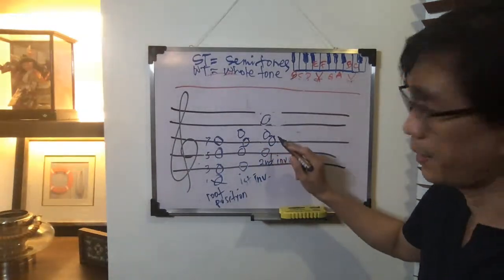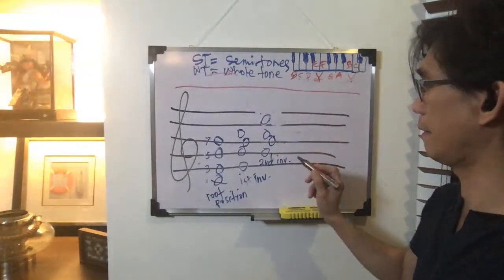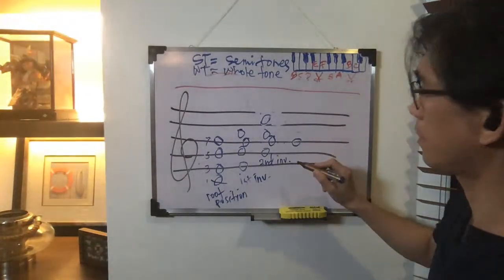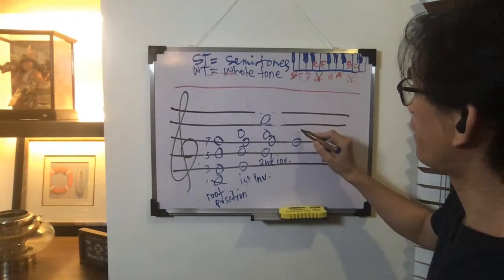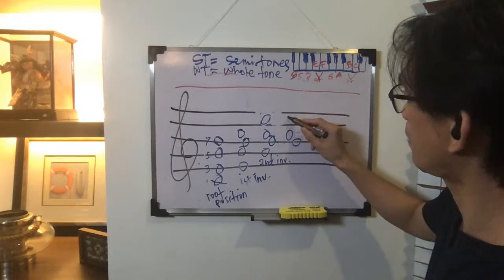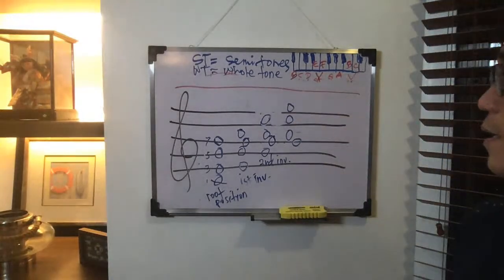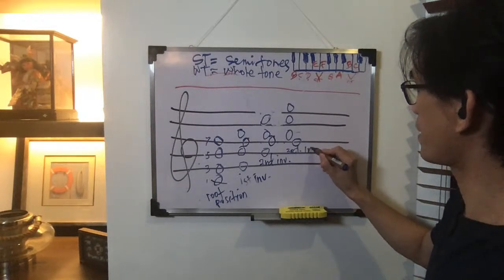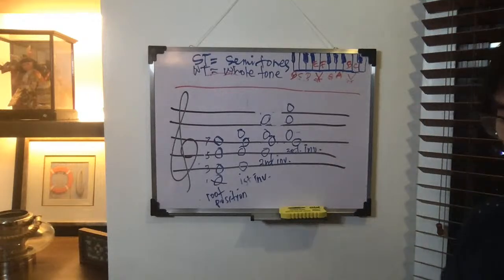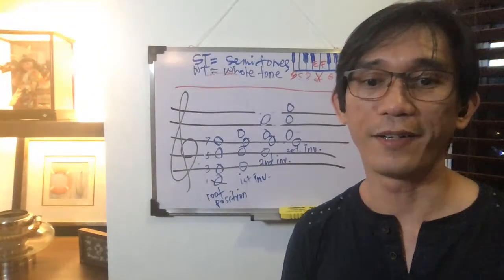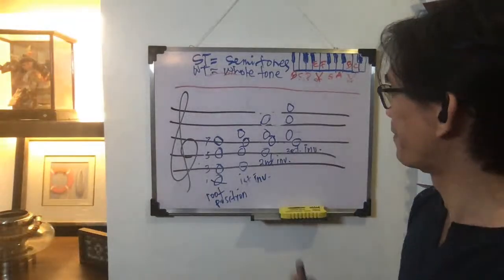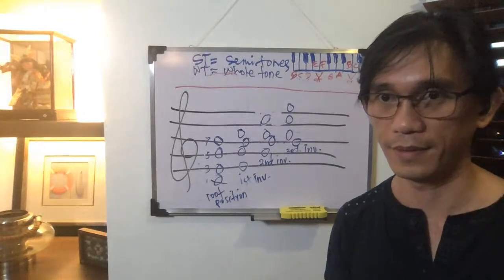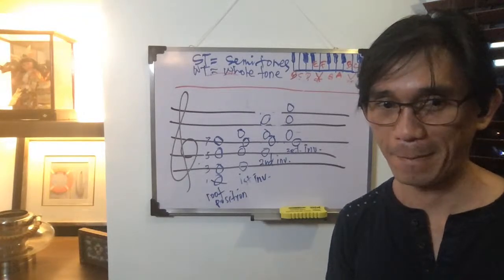Then G, B, C, and E. Now, the bottom note would now be this one, and then, of course, the C is there, and there. So this is called the third inversion. Are you still with me? First inversion, second inversion, third inversion. Still with me?